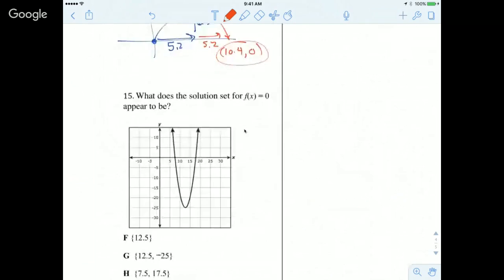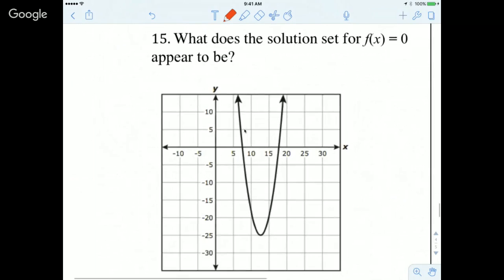Number 15. What's the solution set? Guys, nobody should be touching their backpacks. The bell has not rung.